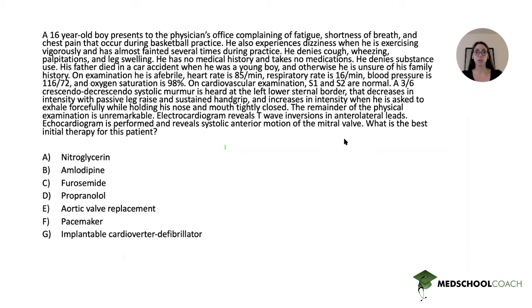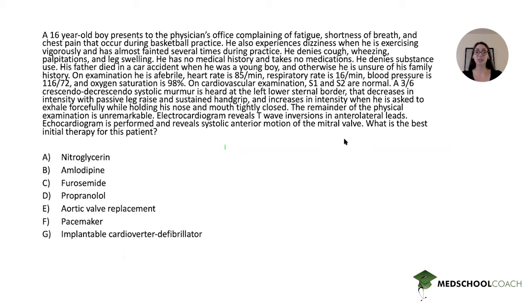Electrocardiogram reveals T-wave inversions in the anterolateral leads. Echocardiogram is performed and reveals systolic anterior motion of the mitral valve. What is the best initial therapy for this patient? So I'd like you to pause the video for a moment and try to work through this question on your own first.